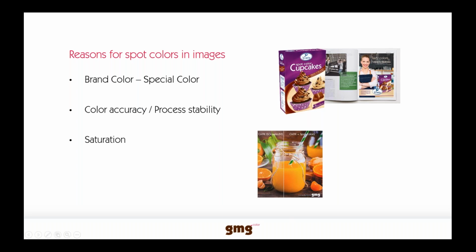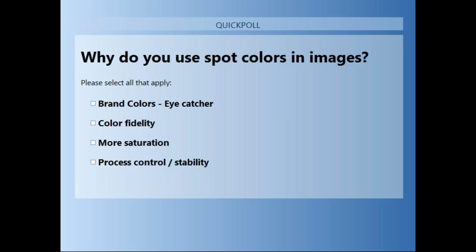So I roll out a question for you where I want to know: why do you use spot colors in images, or maybe your suppliers or customers? What do you think? Is it because we have the brand color, so it's more eye-catching, color fidelity over different products, more saturation, or process control? You have multiple choice, you can choose more than once.